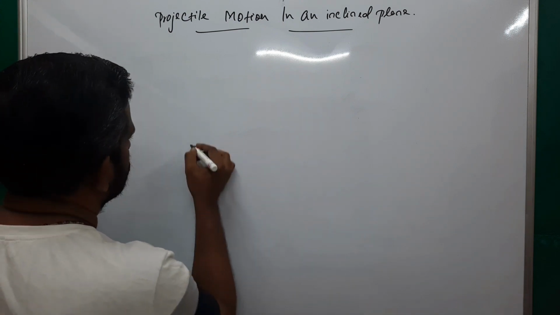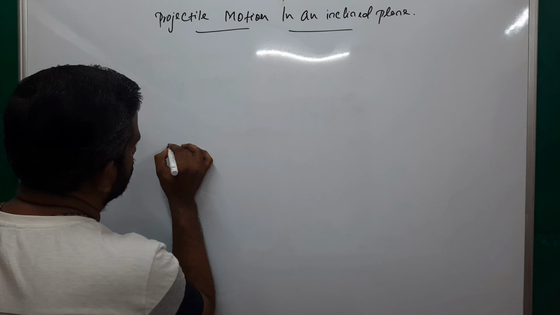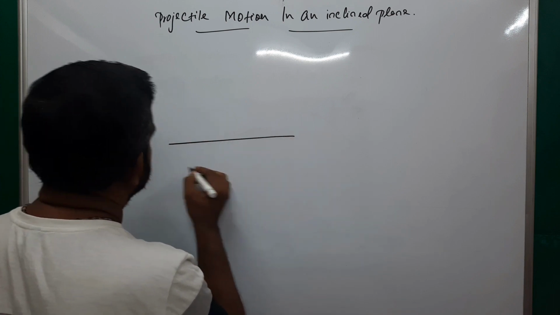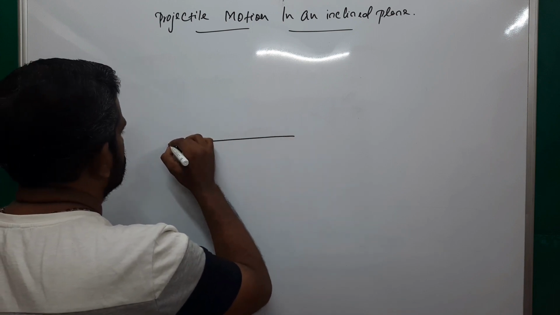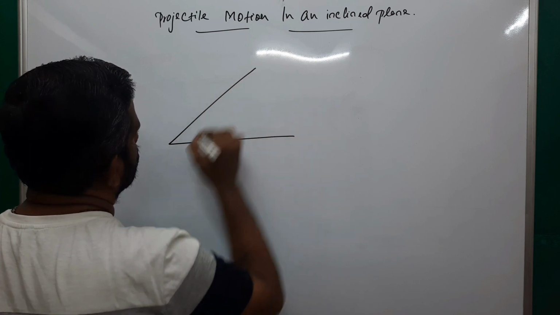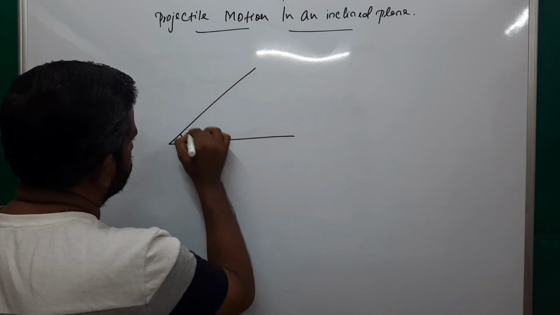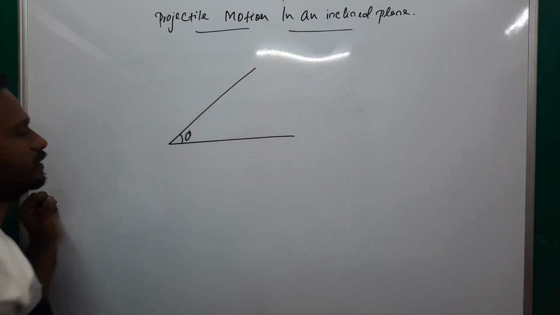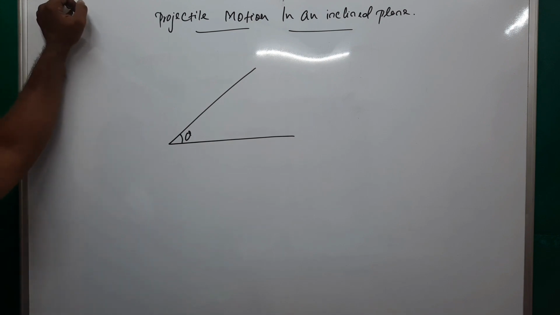So this is an inclined plane, which is inclined to the horizontal at a certain angle theta.